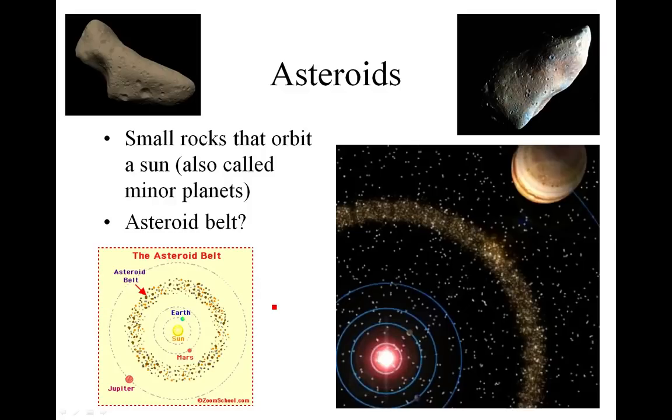Our next particle of space junk are asteroids. Asteroids are small rocks that orbit a sun or star, also called minor planets. A lot of them are in the asteroid belt. Where's the asteroid belt? It is between Mars and Jupiter. Okay, so it's between the orbits of Mars and Jupiter. A lot of scientists think it's the material that should have formed another planet, but because Jupiter's gravity was so strong, it never let all of this material come together and form another planet, so it just remained as part of the asteroid belt.